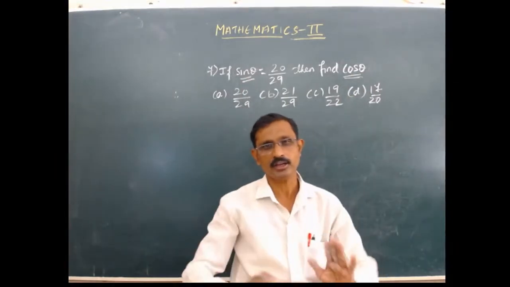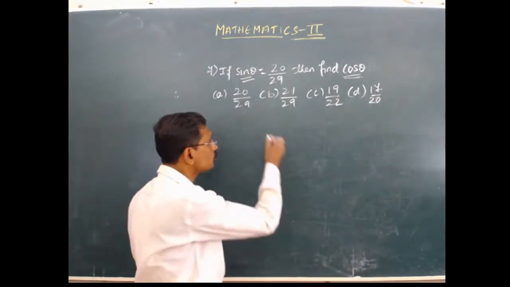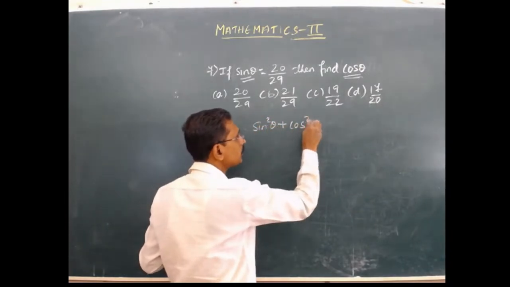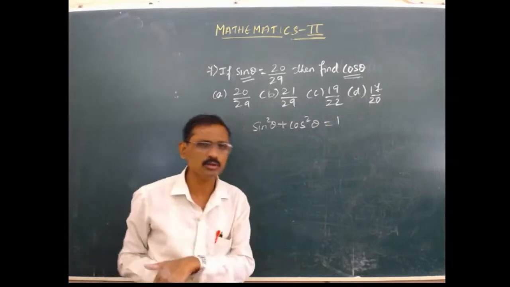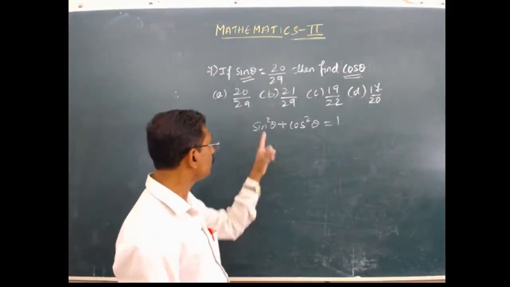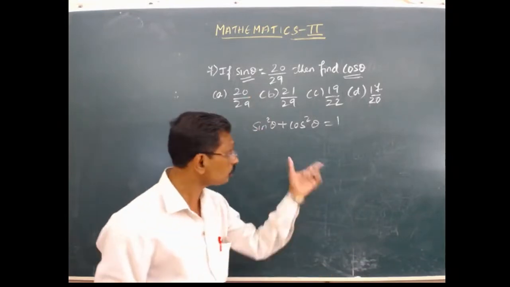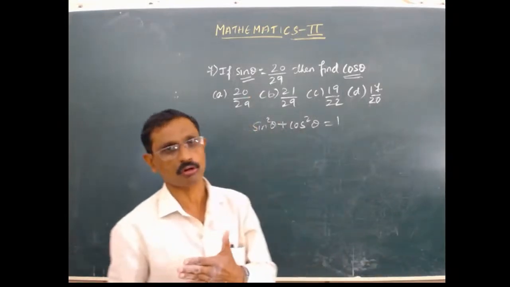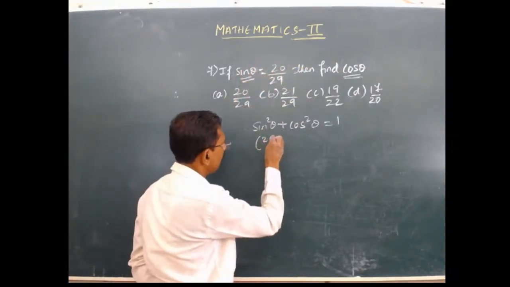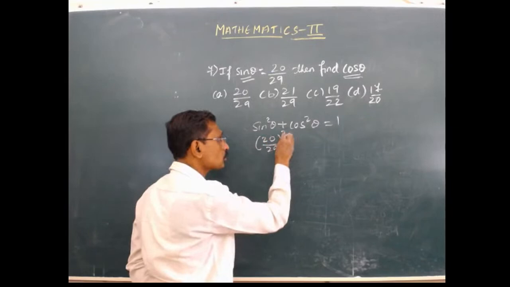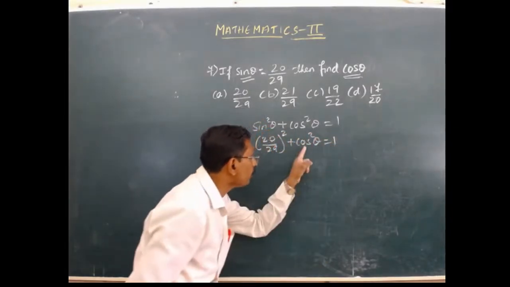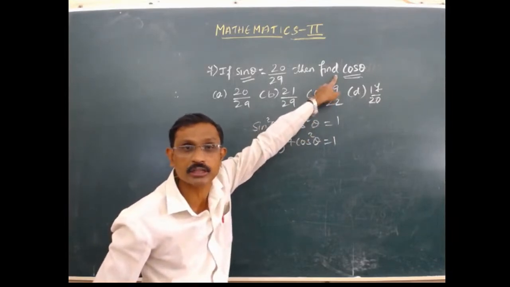Which trigonometric identity can we use over here? Can I use sine square theta plus cos square theta is equal to 1? Yes, I can use it because I have got the value of sine with me. I only have to square that value, which we previously solved. Sine square theta, what value do we have? Let's see, 20 upon 29 square plus cos square theta is equal to 1. By this we can find the value of cos theta.